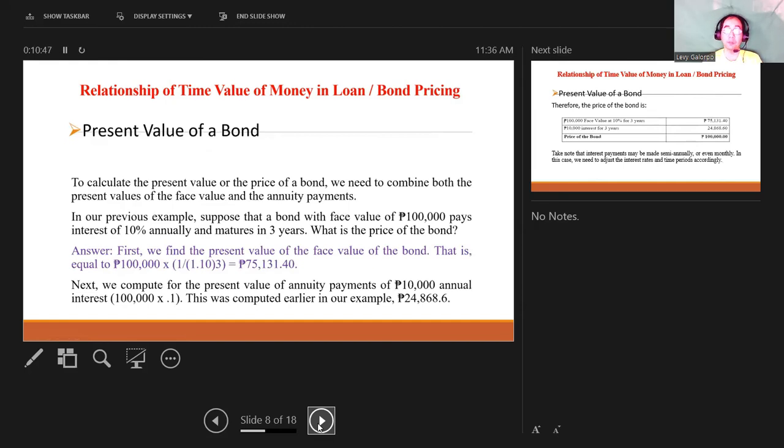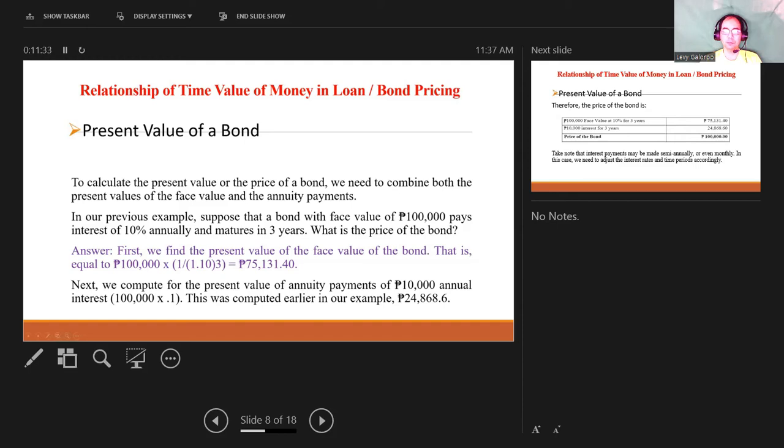Now, the present value of a bond. So we're not talking about the value of the bond. To calculate the present value or the price of a bond, we need to combine both the present values of the face value and the annuity payments. So, yung example natin kanina, annuity payments yun, yung tigka 10,000, tapos i-combine pa natin yung face value.